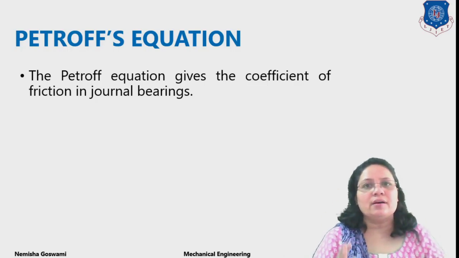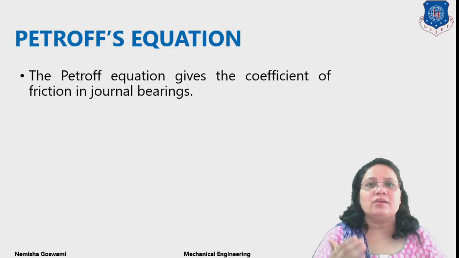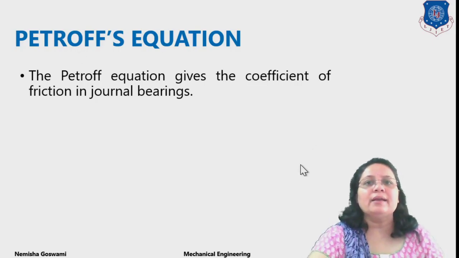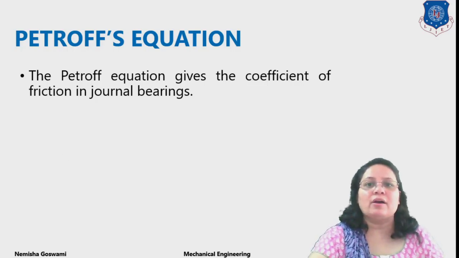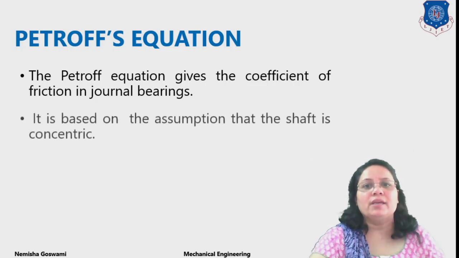In this type of bearing, or the journal bearing, generally we use different types of fluid, or you can use liquid, to maintain stability, right? So we use some lubricant. That lubricant has some property of coefficient of friction, right? So you have to find that out by using the Petrov equation.